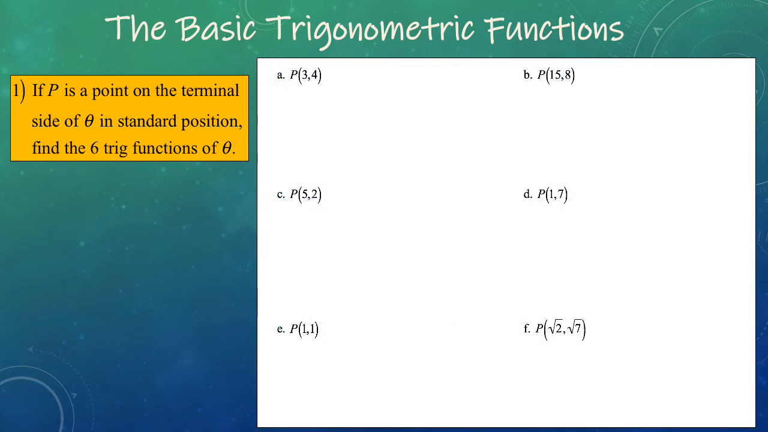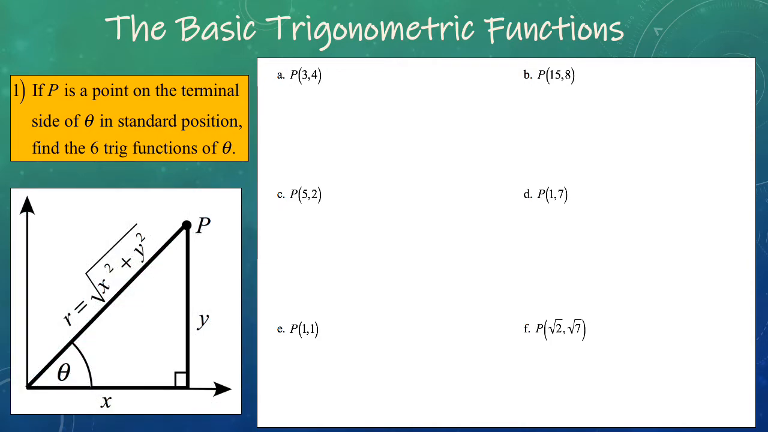In problem 1, we are told that P is a point on the terminal side of theta that is in standard position, and we would like to find the 6 trig functions of theta. There are 6 points, and for each we would like to make a picture of the situation in order to find the 6 trig functions of theta.